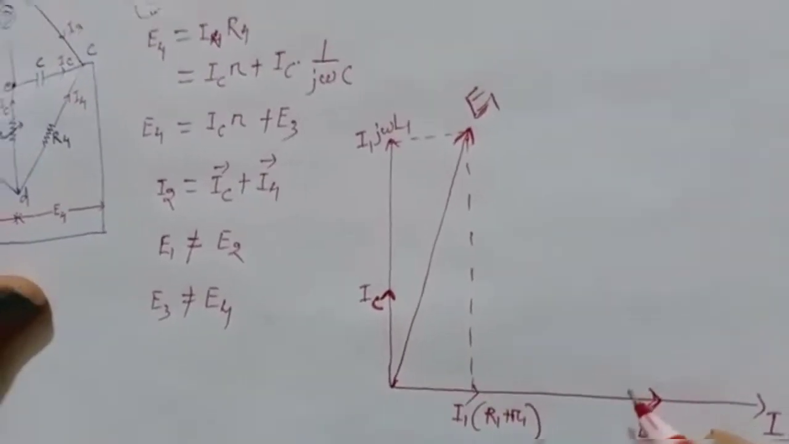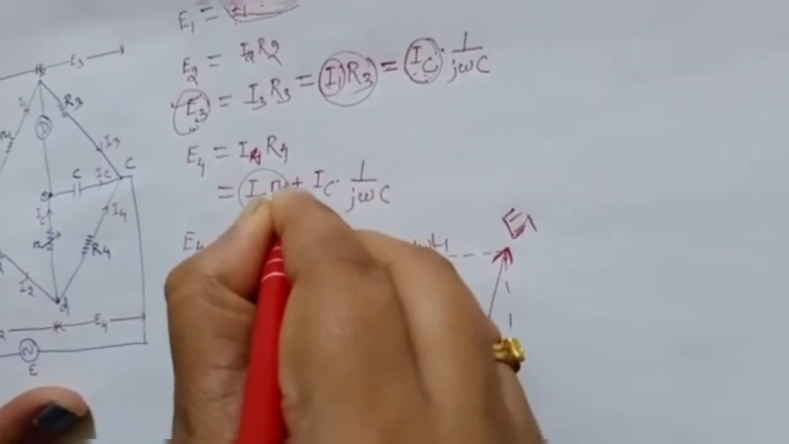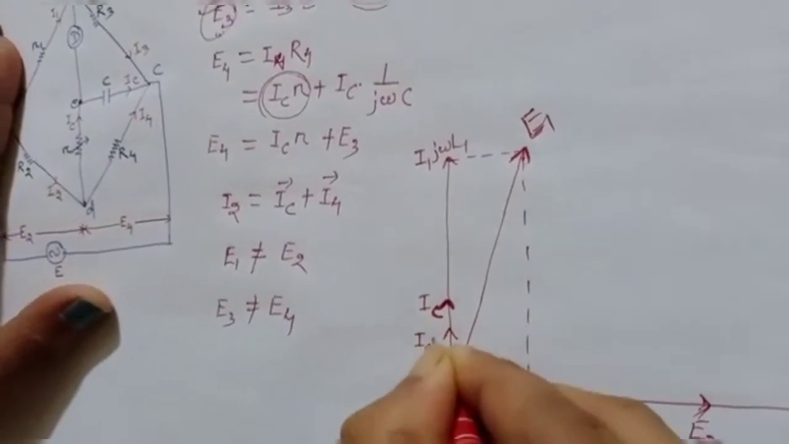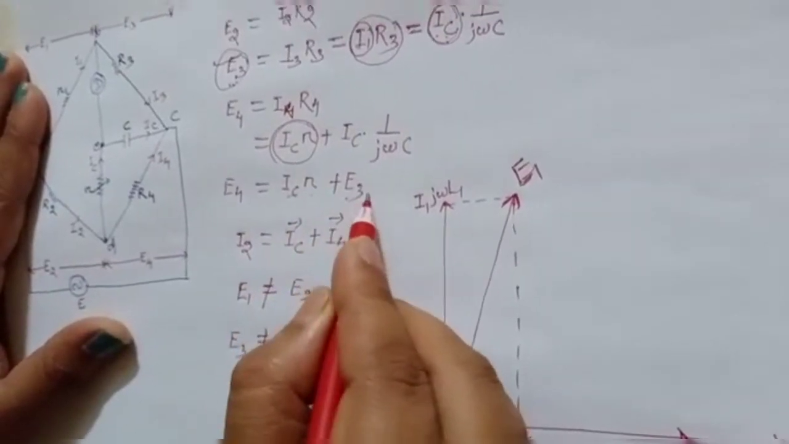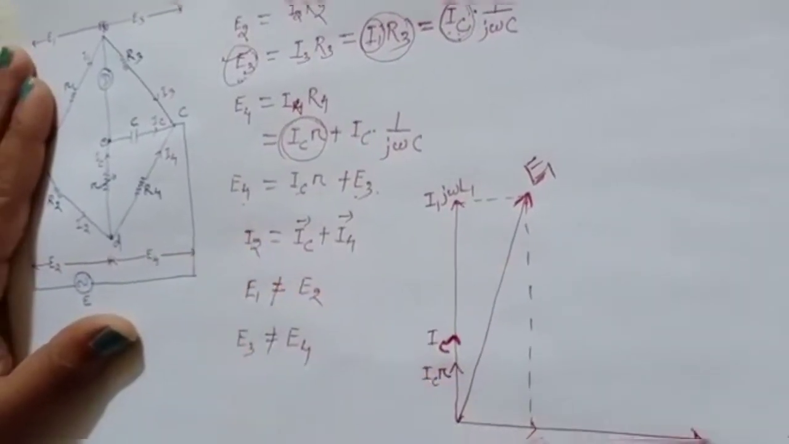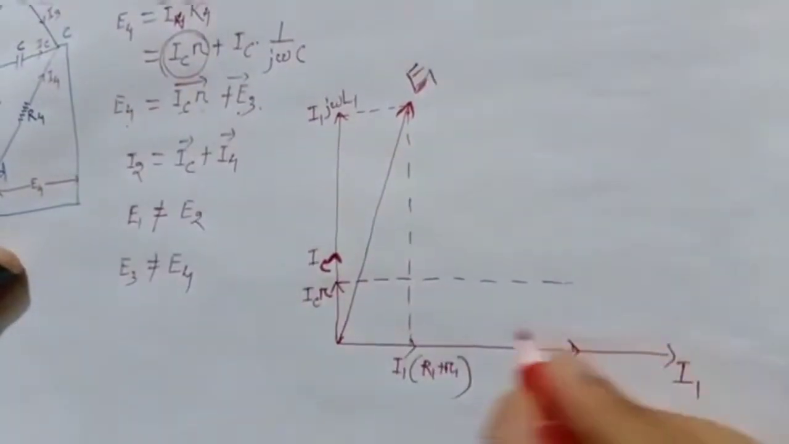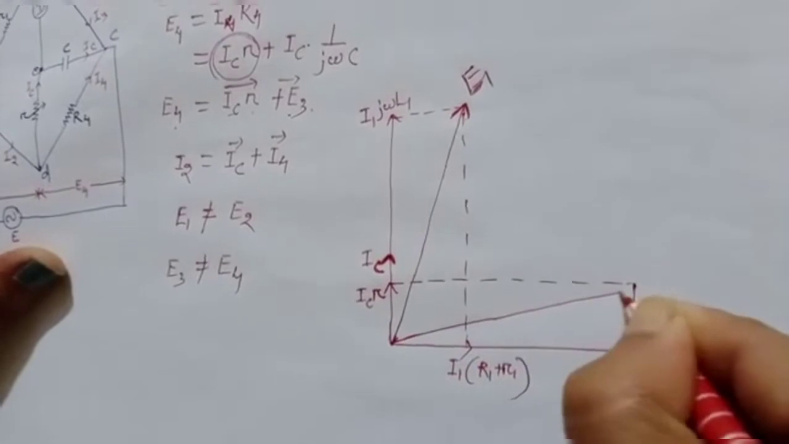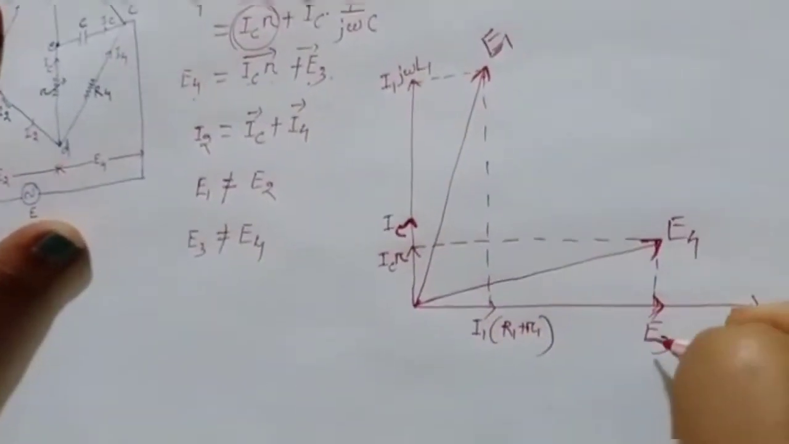Then if IC is here, the IC into r drop is a resistive voltage drop, so it should be in phase with IC. Then IC into r plus E3 is equal to E4. So obviously this quantity IC into r must be added as a phasor sum. So IC into r plus E3, this is the value of E4. So we got E1, E4 and E3.